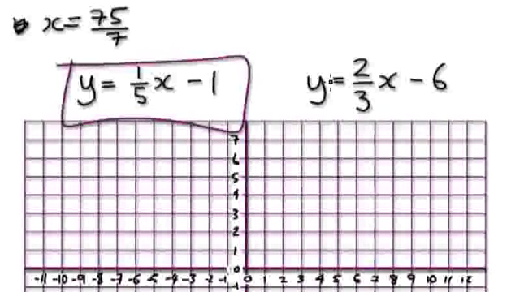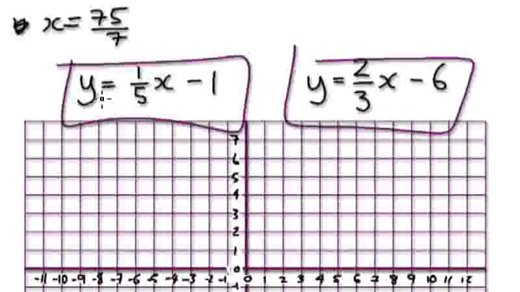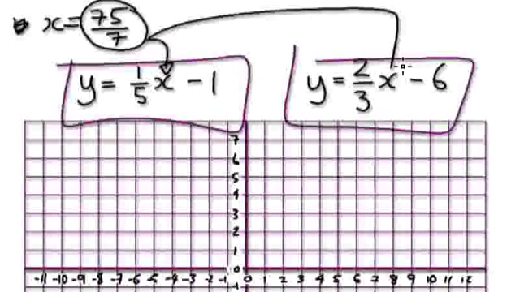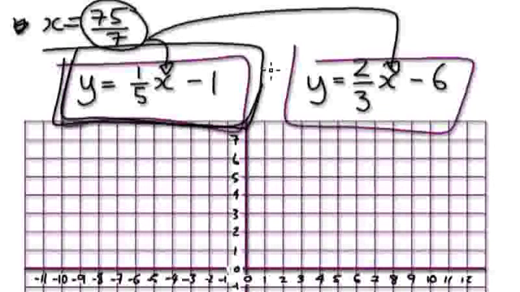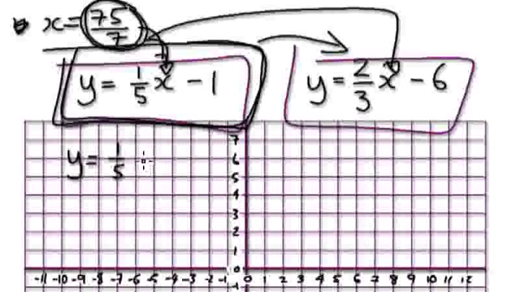Now you've got this line and this line here. We want to know the y value. So we can either put this into here, or we can put it into here to find out the y value. I would choose this one here, because this equation seems easier. So let's put this 75 over 7 into here. So y equals 1 over 5 times 75 over 7, and then we've got a minus 1.